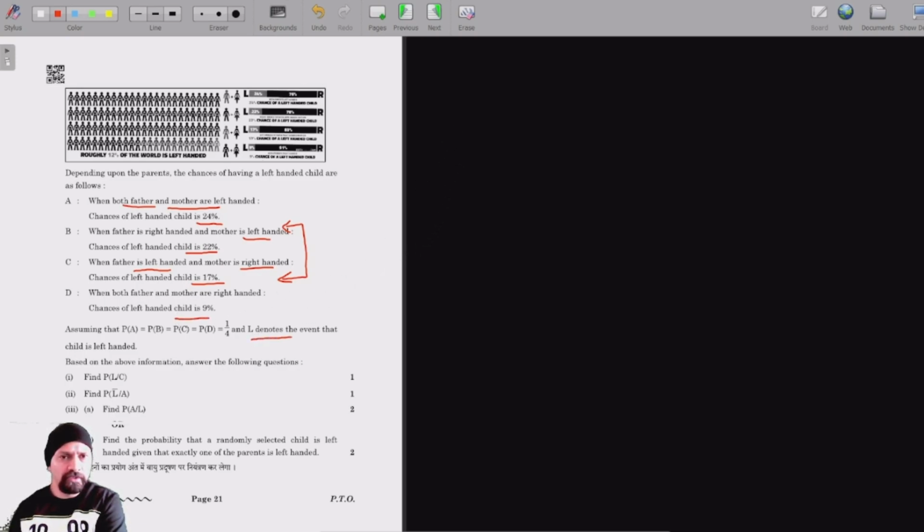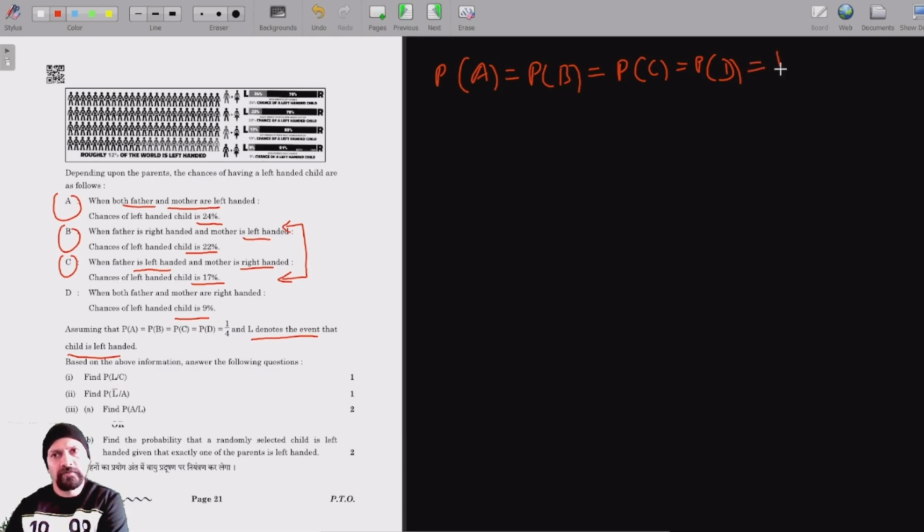And L denotes the event that the child is left-handed. So it's given: probability of a left-handed child when both father and mother are left-handed, and so on, these are the four cases A, B, C, and D. The probability of A is equal to probability of B, C, and D, each equal to 1 by 4. And L denotes the event that the child is left-handed.